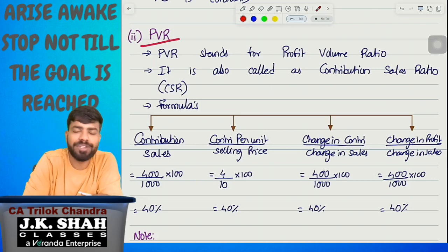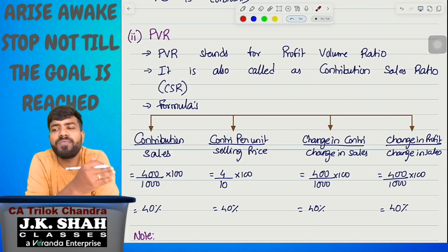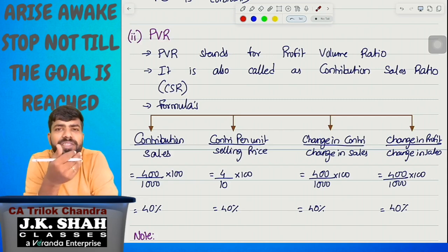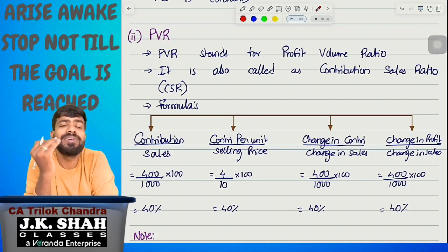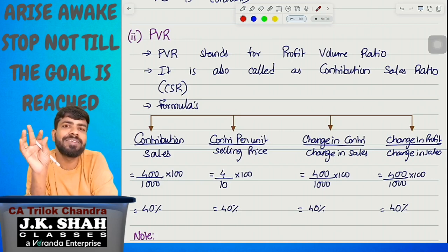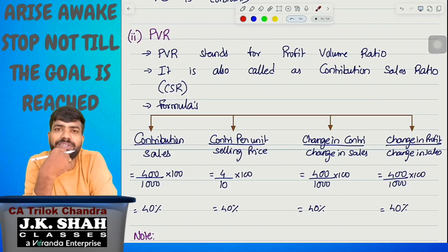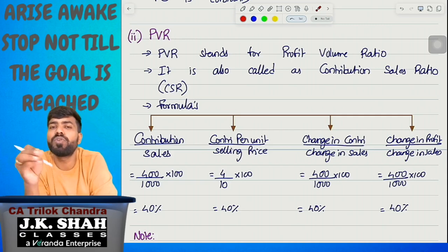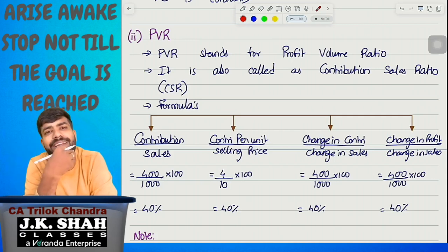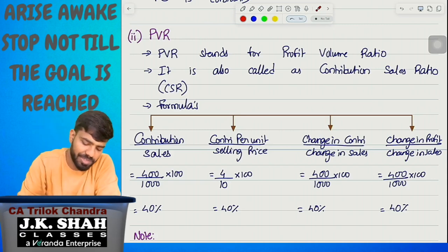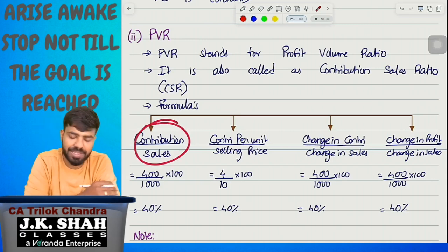PVR stands for profit volume ratio. One more name for this PV ratio is contribution sales ratio. That is the real name of this ratio. To understand this, first we need to know gross profit ratio. What is the formula for gross profit ratio? Gross profit divided by sales into 100. Net profit ratio, net profit divided by sales into 100. Same way, contribution sales ratio, contribution divided by sales into 100. Look here, contribution divided by sales into 100.